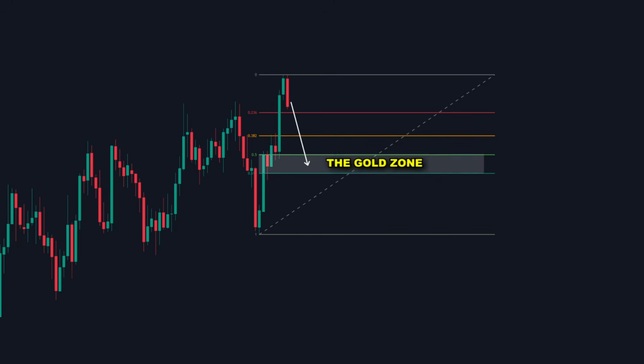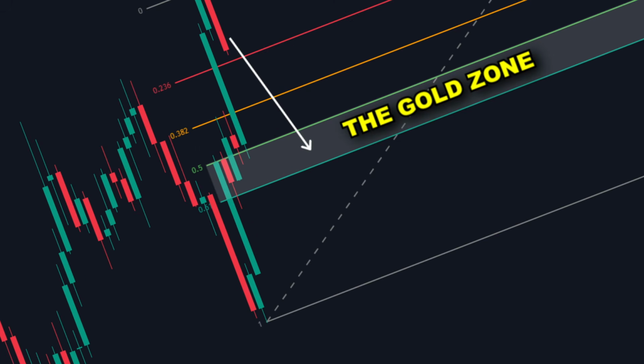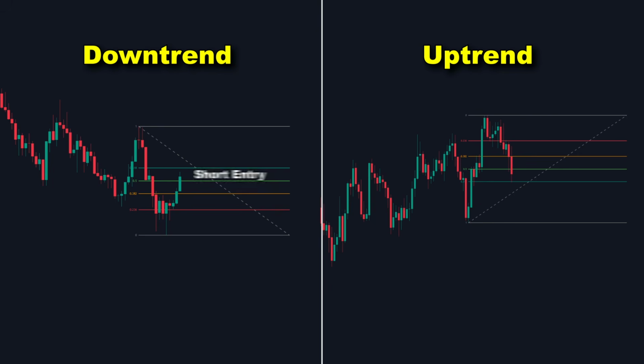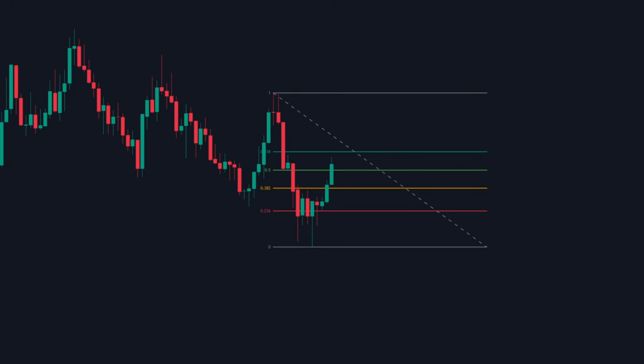Step 4. Wait. Don't chase. Let price come back into the gold zone, the area between the 0.5 and the 0.618. Step 5. Enter in the direction of the original trend. Short in a downtrend, long in an uptrend. You can even split the difference and drop a limit order between the two levels so you don't have to babysit the chart. Stop loss goes at the 1.0 level.